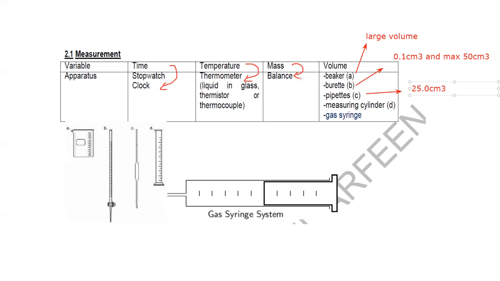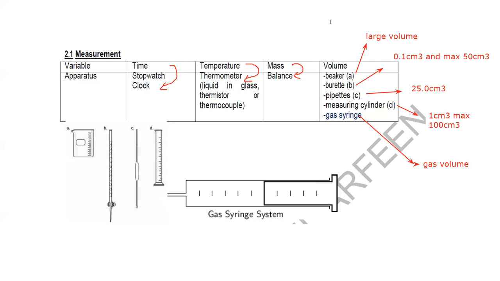If you want to measure a volume not accurately but to 1 cm3 approximately, we can use a measuring cylinder. Measuring cylinders have different maximums. Normally, in the lab we have a 100 cm3 measuring cylinder. And if we want to measure a gas volume, in that case, we will use a gas syringe.